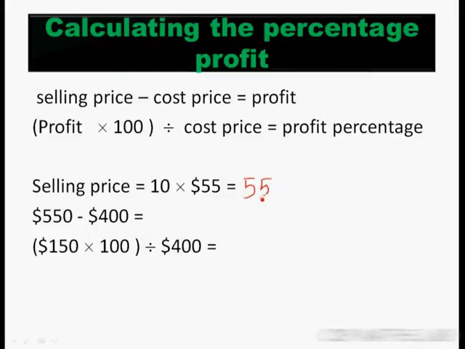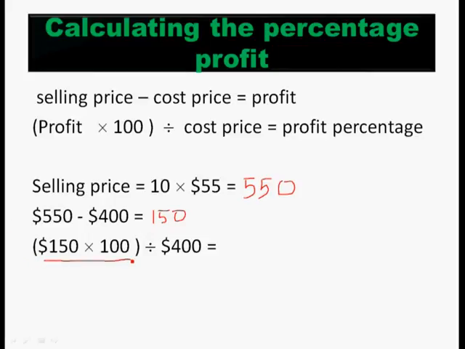So next thing, this is what? 150. Good. Now, 100 times this will give you an answer. The answer we get, we divide it by what? $400. So you can take a time out and pause the video and work out this part for yourself.